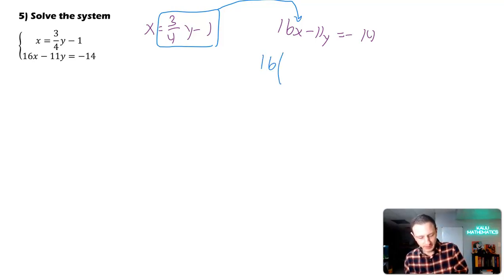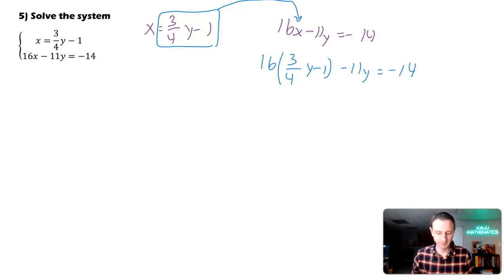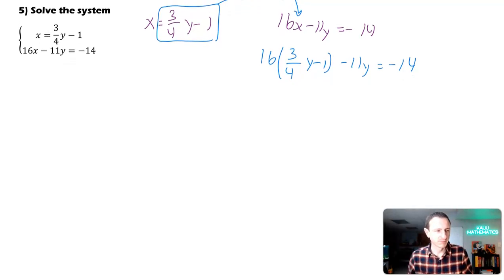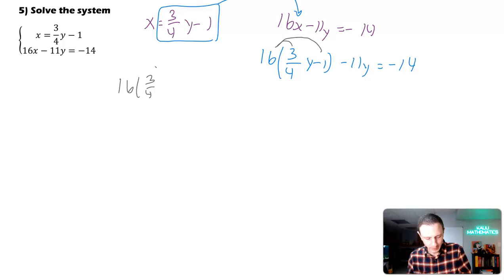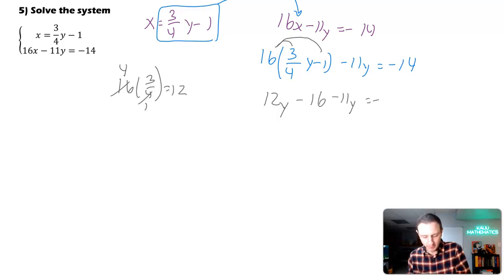So let's do 16 times 3 over 4y minus 1 minus 11y equals negative 14. A lot of moving parts here. We're going to do 16 times 3/4, 16 times negative 1, then we have that minus 11y equals negative 14. So 16 times 3/4, let's do this right here. 16 times 3/4 is going to end up being 4 times 3, because 16 over 4 is 4. So then 4 times 3 is 12. So I'll get 12y there, minus 16 times negative 1 is negative 16, minus 11y equals negative 14.